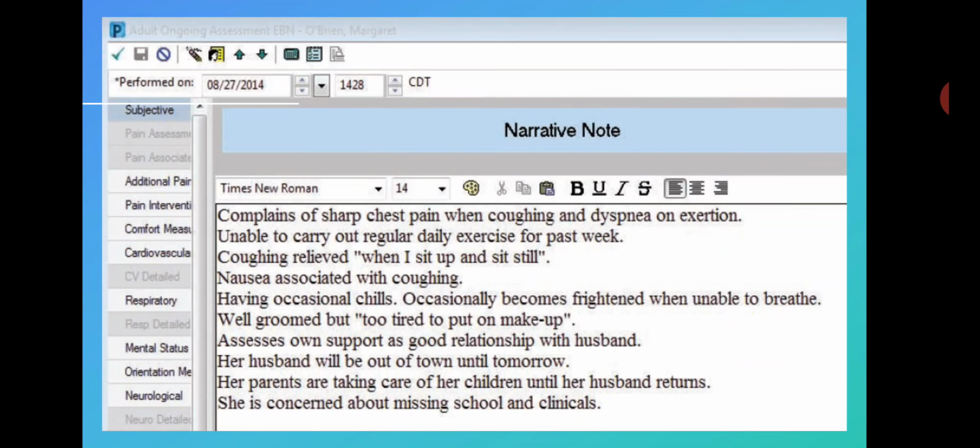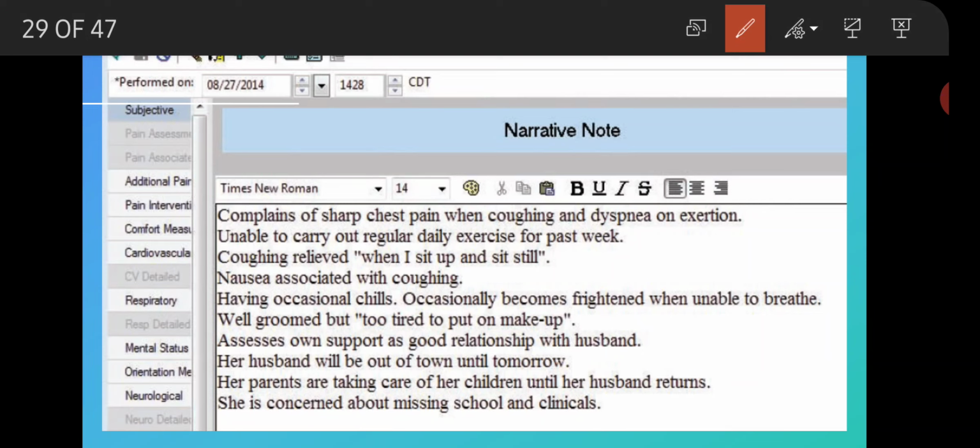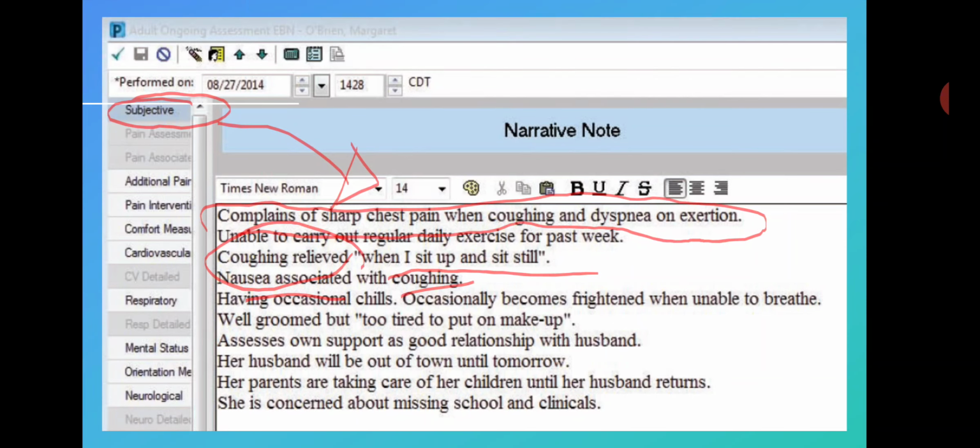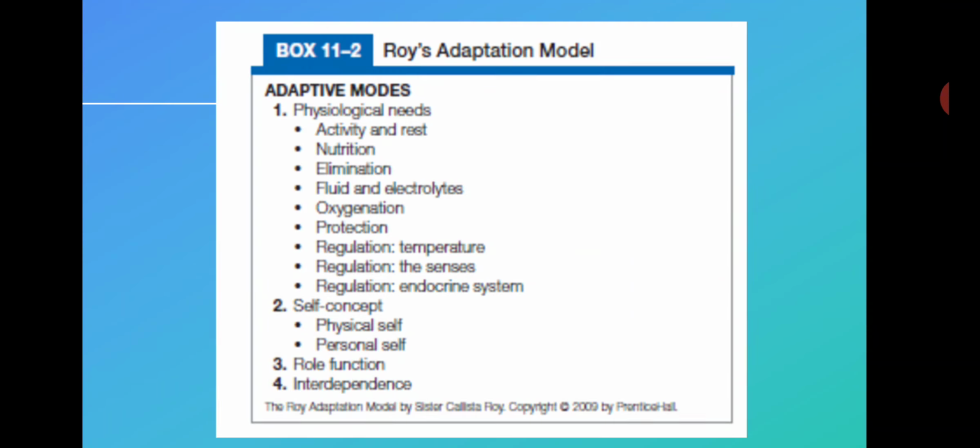Okay, so this is still part of the previous form, and as you can see, the nurse is documenting subjective data from the client. So the subjective data, okay, it is in a narrative form. Client complains of pain when coughing, and the client mentions that coughing is relieved when she sits up, and there's nausea with coughing. Okay, so the subjective data or the verbalization of the client are organized in this part of the form. Next.